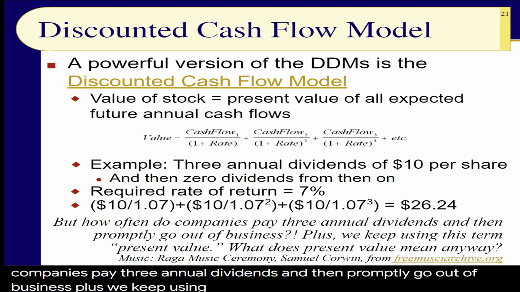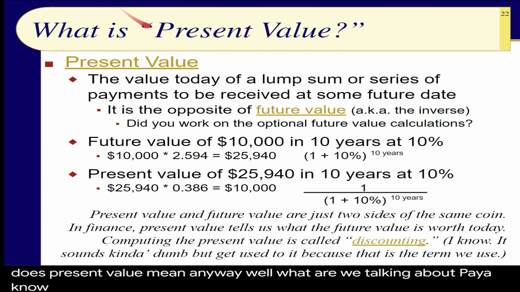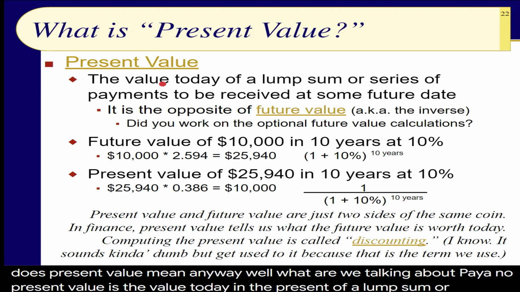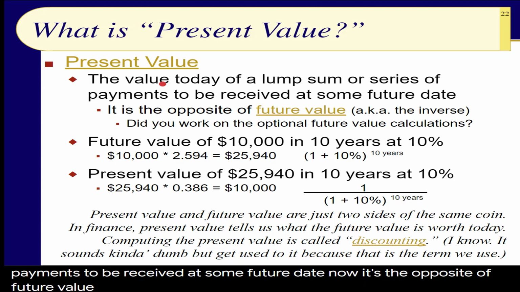But how often do companies pay 3 annual dividends and then promptly go out of business? Plus, we keep using this term present value. What does present value mean anyway? What are we talking about? Present value is the value today, in the present, of a lump sum or series of payments to be received at some future date. Now, it's the opposite of future value. Mathematicians use the term inverse.